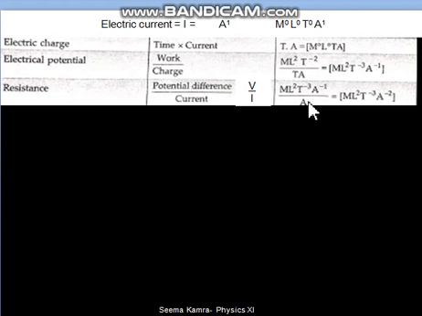Only A is appearing in the numerator and denominator, so its power will change. How? Denominator A will shift to the numerator, so minus 1 will become minus 2 power. So this way here we have solved the quantities which are electrical quantities.